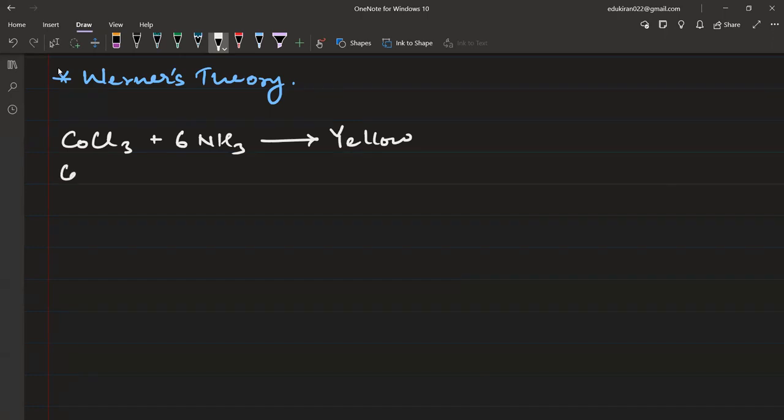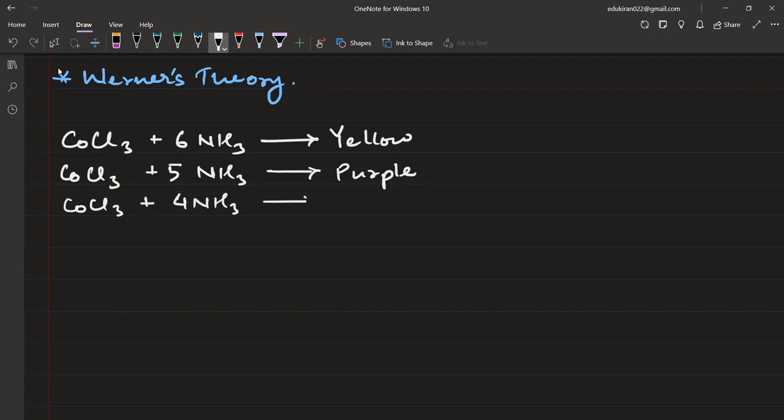But if I change the composition of my mixture to CoCl3 plus 5 moles of ammonia, then it is giving me a purple colored complex. Now, this was an indication that the first one and the second one are two different complexes. Then he did cobalt chloride with 4 ammonia molecules. And in this, he got purple. No, after purple, he got green color. He got a green colored complex.